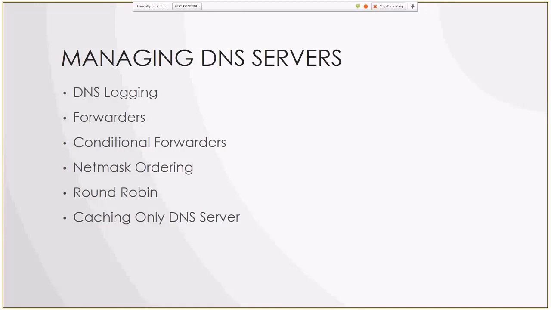And last in this list is the caching-only DNS server. Now, these DNS servers are not authoritative for any zones. They simply receive requests, perform the query, cache the results, and pass the answer back to the client. And the longer they stay running, the larger that cache gets.